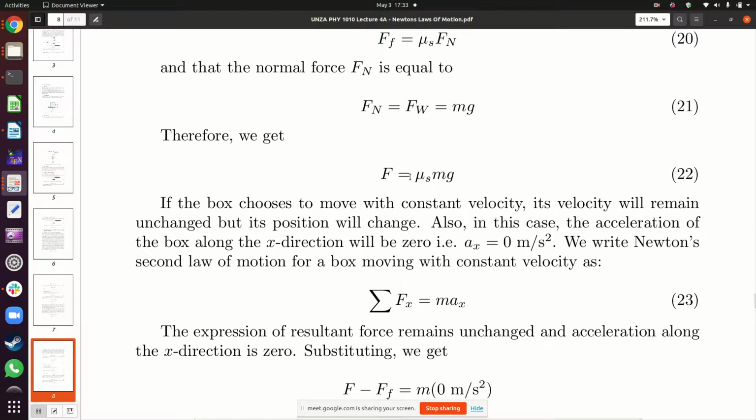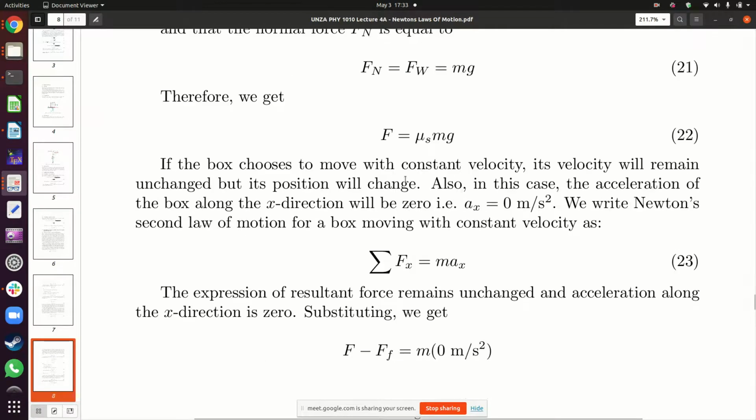Okay, so the other case you could come across is when you're pulling the box, and the box decides to move. But it decides to move only with constant velocity.